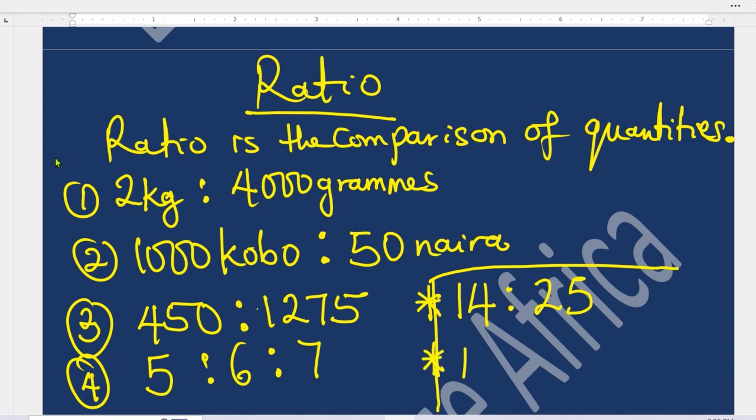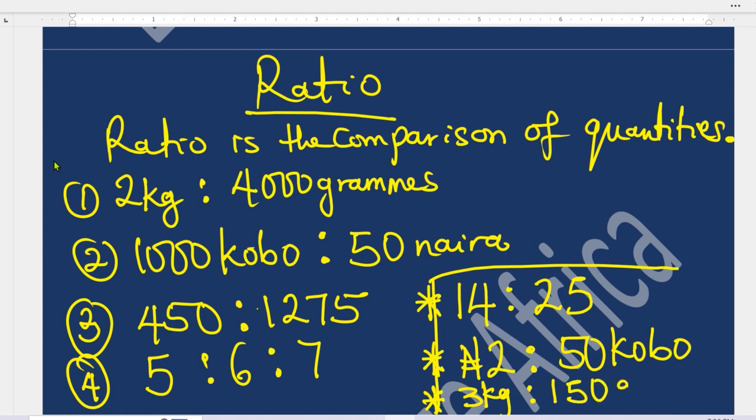Now the next one is 2 naira is to 50 kobo. That's how to pronounce the ratio. 2 naira is to 50 kobo. Or you say ratio 2 naira is to 50 kobo. The next one is 3 kilograms is to 150 grams. 3 kilograms is to 150 grams. So this is how to pronounce ratio.